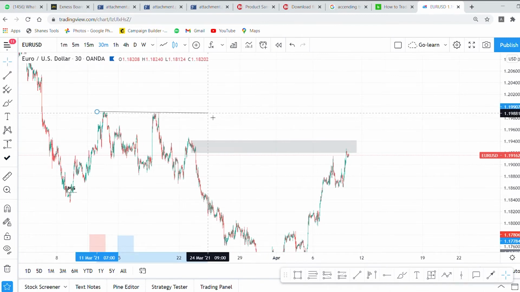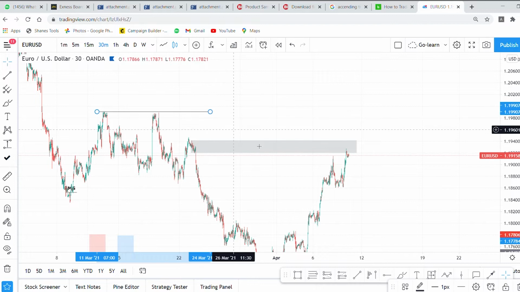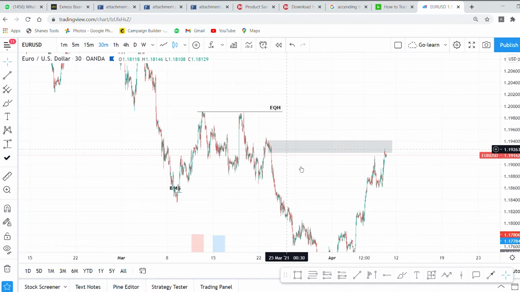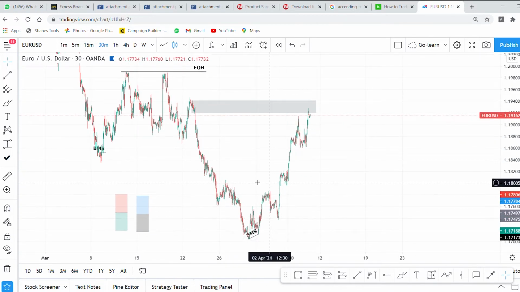Mark it out as an area of liquidity and label it equal highs, meaning that the BFIs will always drive price to come back and take the stop losses over here before driving price wherever they want it to go.